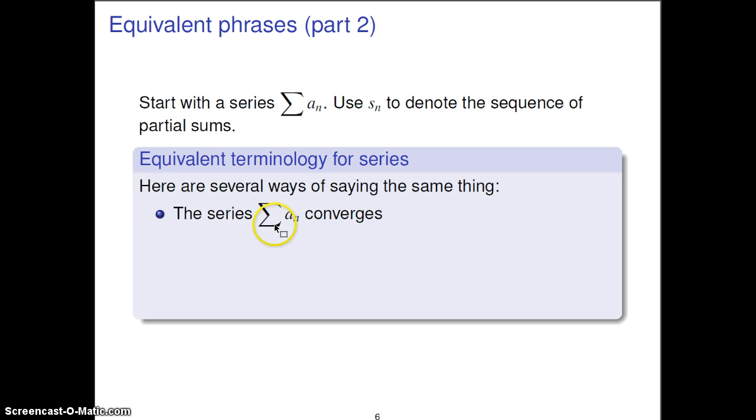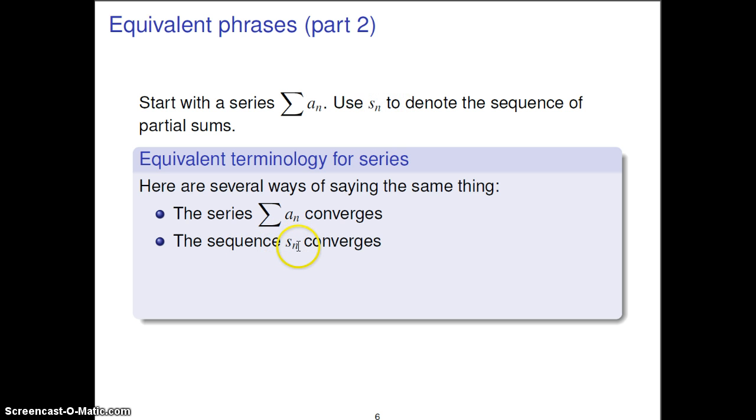One is you could say that the series converges, and that's really saying the same thing as the sequence. Let's get that right. The series converges means exactly the same thing as the sequence converges. But these are not the same. See, it's not an a sub n here. It's an s sub n. So for the series, look at s sub n, the sequence of partial sums.